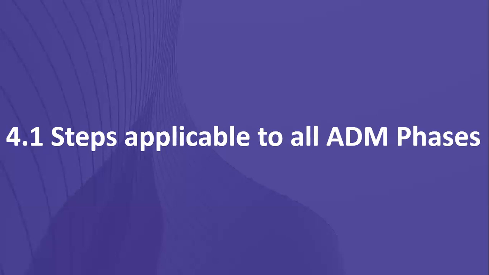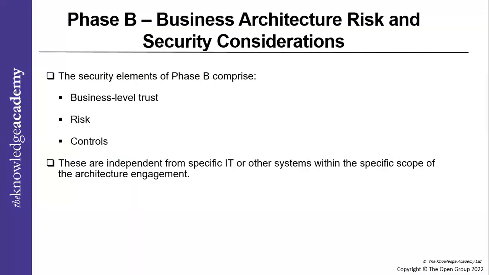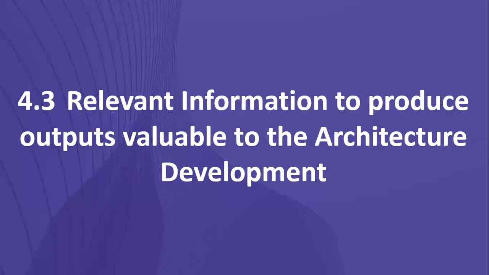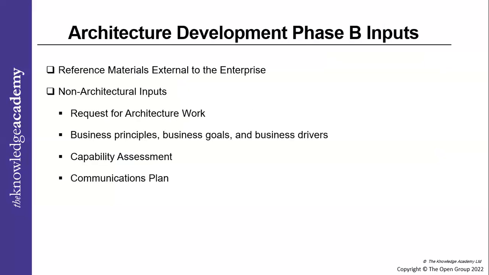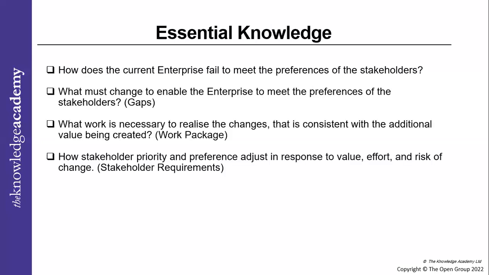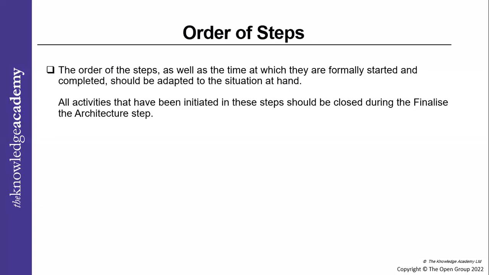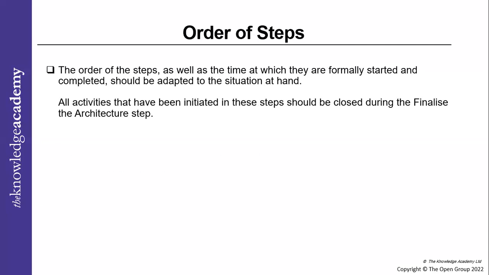What is the next one? All the ADM phases we covered already: B, C, D, all that. Now I'm going to the next one, architecture development phase. You see that? It is very fragmented, so it can confuse you. How to apply phases B and C? What are the steps in phase B? We went through that, same thing. Order of steps: nothing is given, they just mention order of steps.